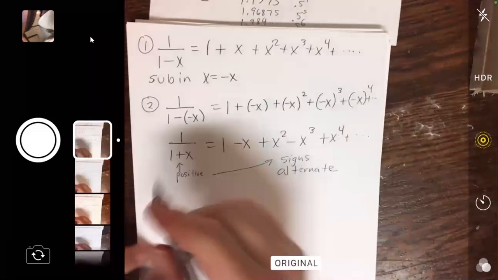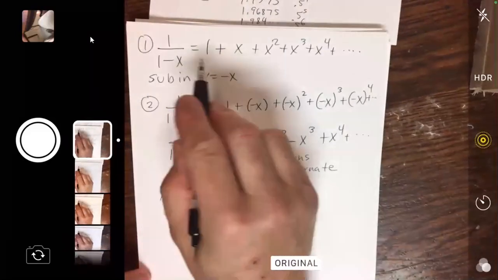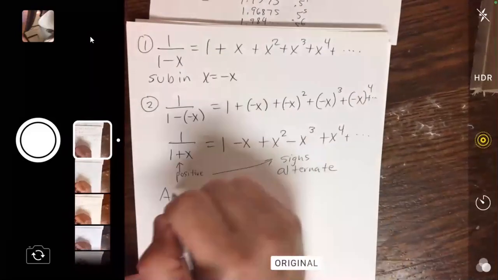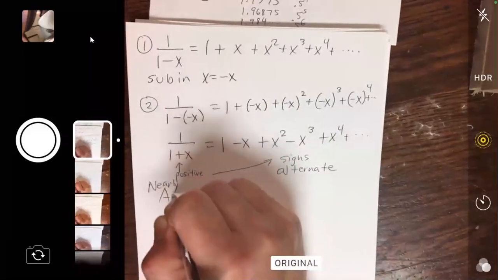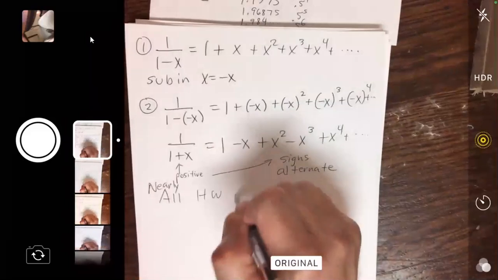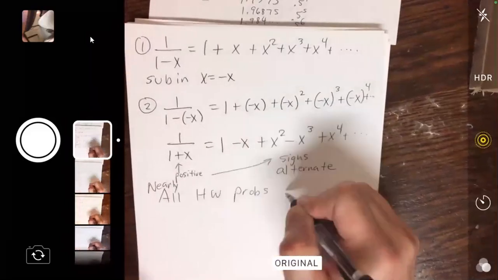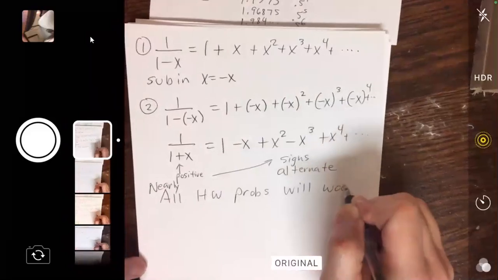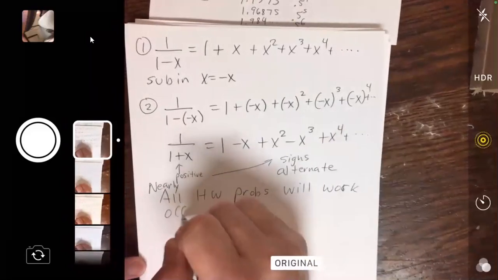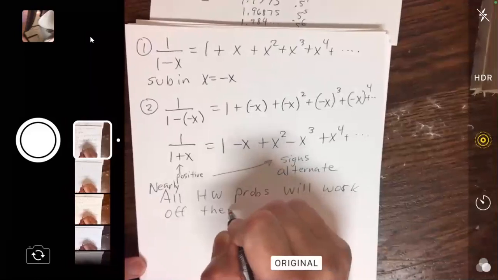All of the homework in this section will pretty much work off these 2 basic formulas. Let's say nearly, there's some exceptions. Nearly all homework problems will work off these two formulas.